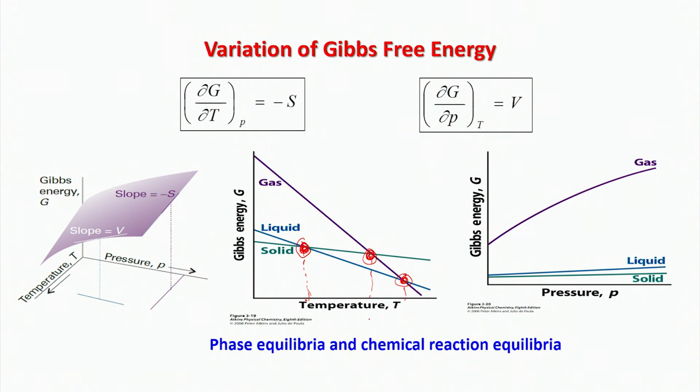Similarly, here at this temperature, I find that the solid and the gas phase can coexist in equilibrium. So, this is the temperature of sublimation, and it is at this temperature that the liquid and the gas phase can coexist in equilibrium, and this is the temperature corresponding to boiling of the liquid.